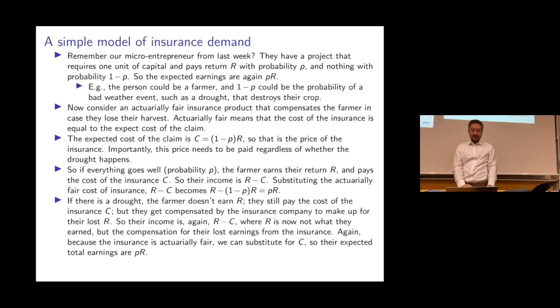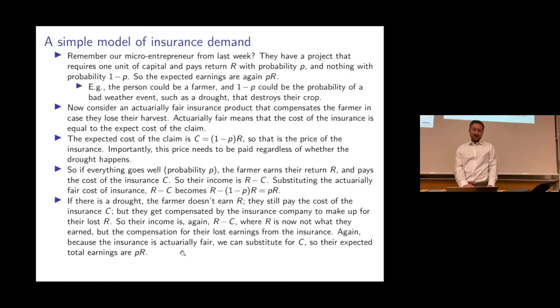So again, their income is R minus C. They're paying the cost, and the R is now no longer their own harvest. It's what the insurance company compensates them for the harvest that they lost in the drought. And again, because the insurance is actuarially fair, we can substitute for the C. So this again yields earnings that are P times R.